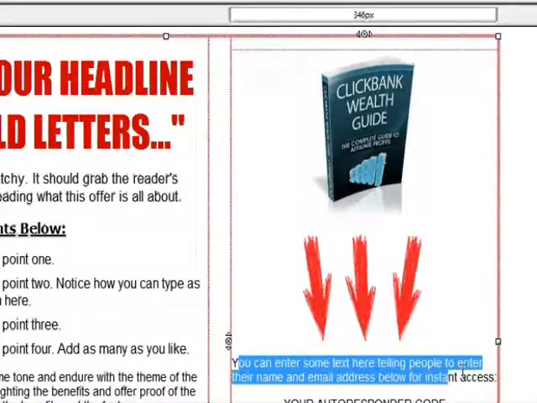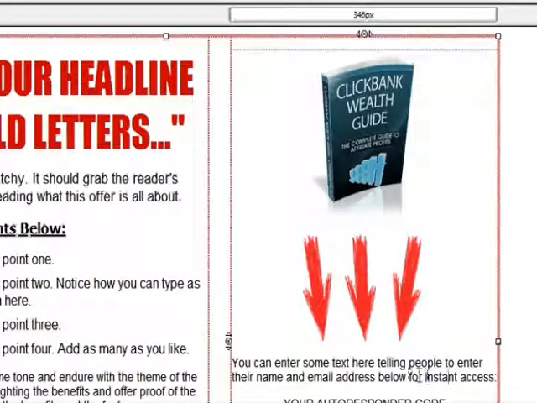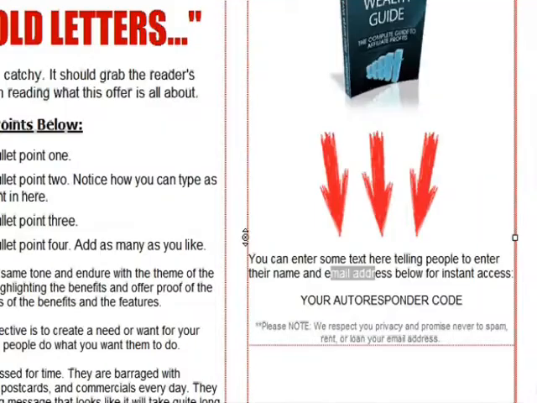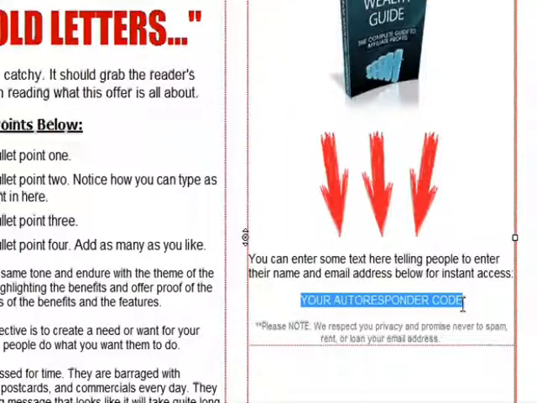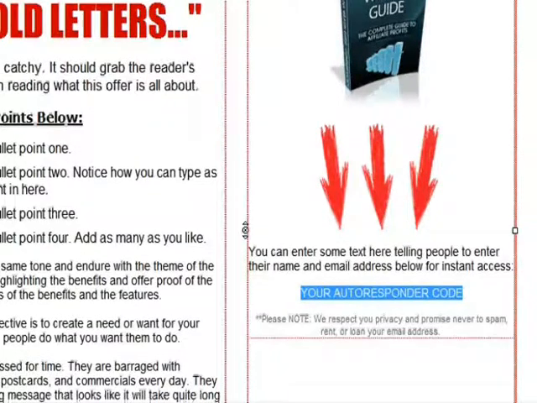So here you can enter in some text telling people how to access this by entering their name and email address below. So you can just edit that. And the autoresponder code, you can edit that now, or I usually wait until I'm in the back end of WordPress. So I'm just going to wait for right now. So where it says your autoresponder code, you don't have to do anything with it right now.